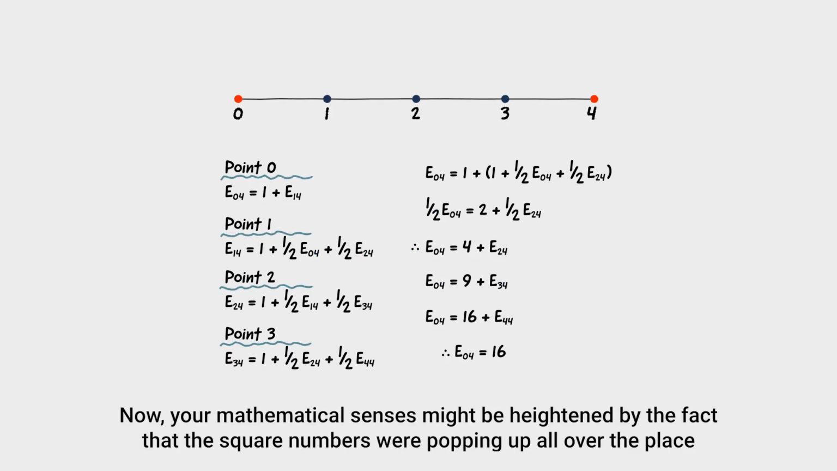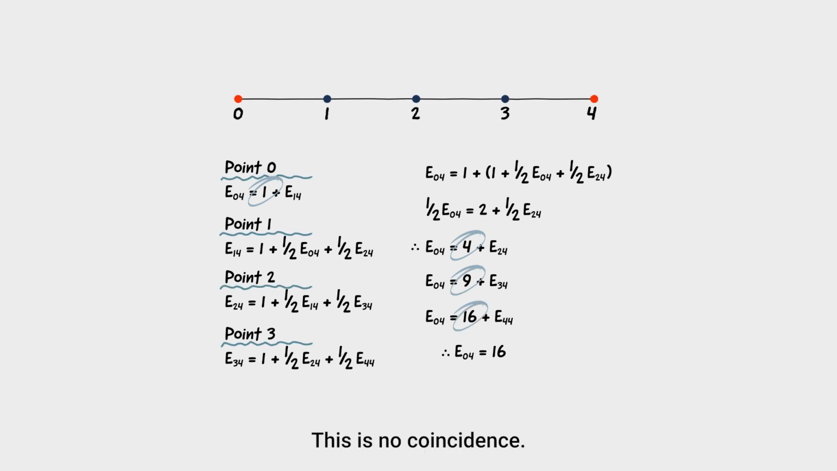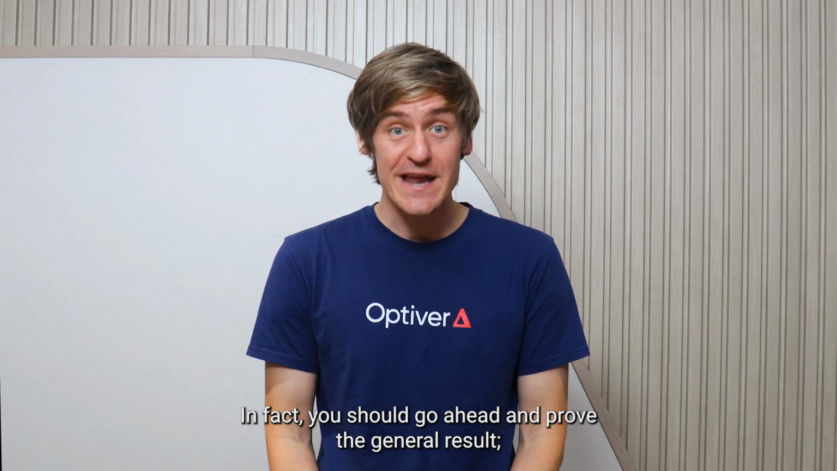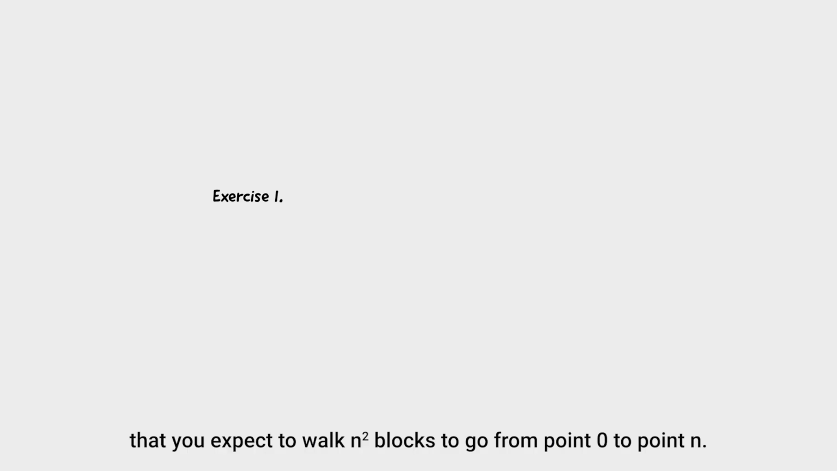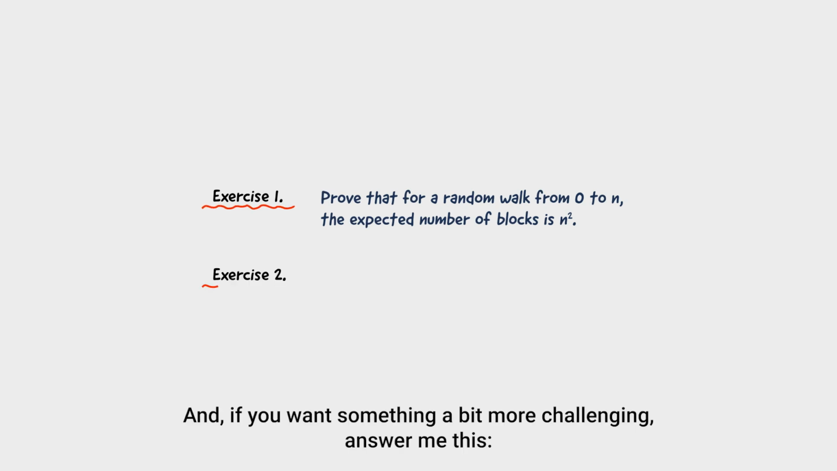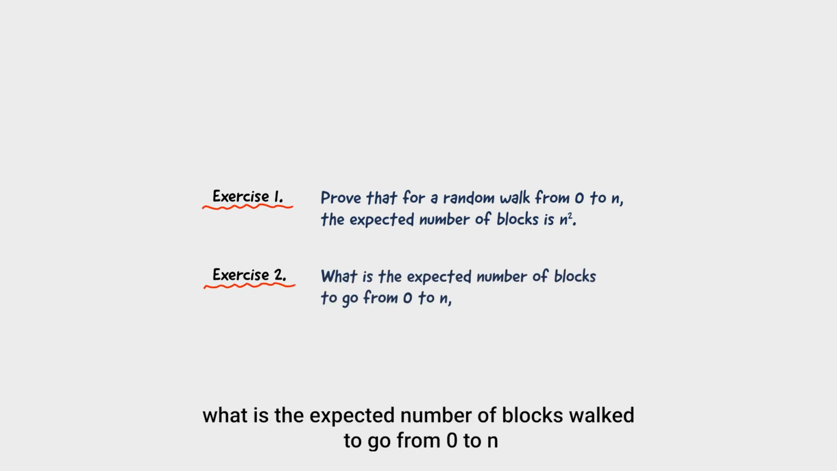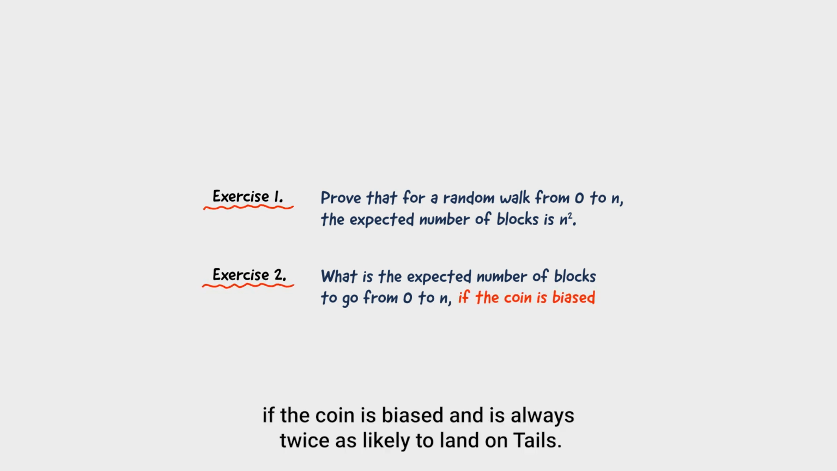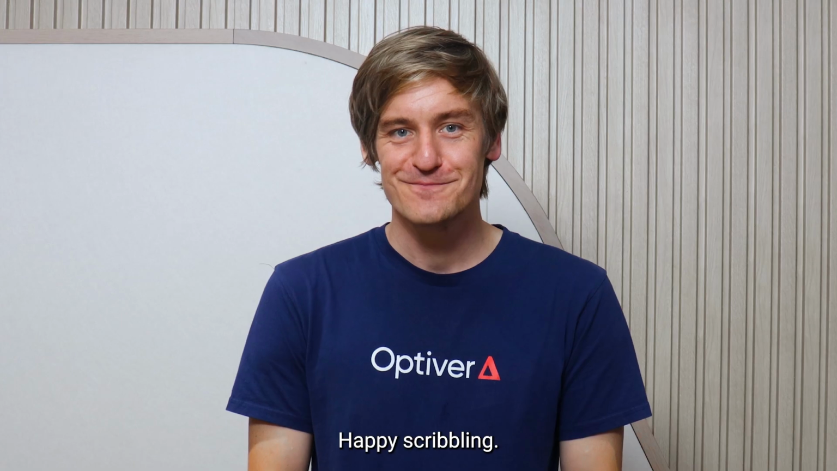Now, your mathematical senses might be heightened by the fact that the square numbers were popping up all over the place. This is no coincidence. In fact, you should go ahead and prove the general result, that you expect to walk n squared blocks to go from point 0 to point n. And if you want something a bit more challenging, answer me this. What is the expected number of blocks walked to go from 0 to n if the coin is biased and is always twice as likely to land on tails? Happy scribbling.